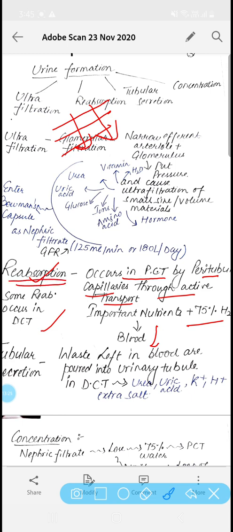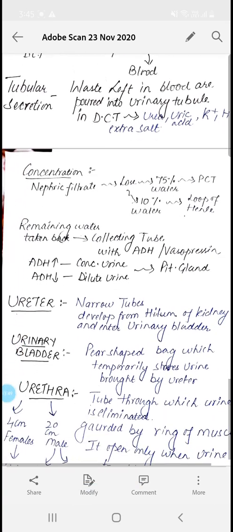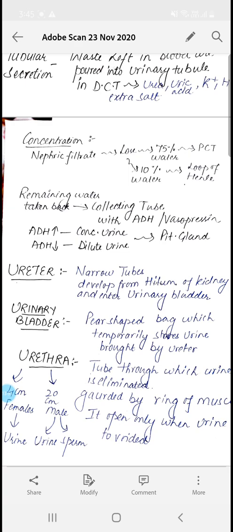Now the next step after reabsorption is tubular secretion. It means the waste that is left in the blood is poured again into the urinary tubule in the DCT part, and they will secrete chemicals like urea, uric acid, potassium, hydronium ion, etc. Okay. Now the next step is concentration.